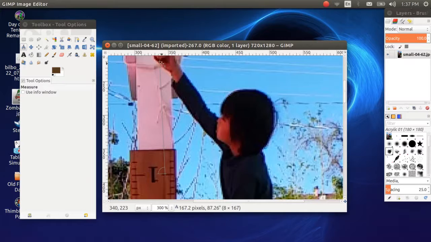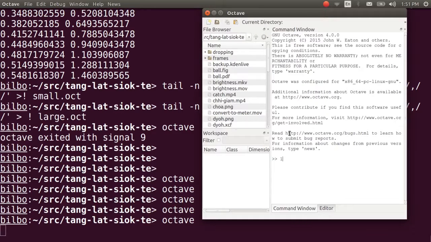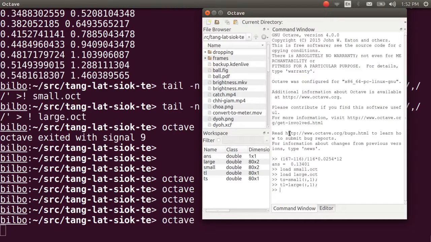I got 167 pixels, but we want meters instead of pixels. So here is the conversion, and the position is at negative 0.134 meters. We loaded the data file. We take the position and subtract the origin points. We plot the data points.